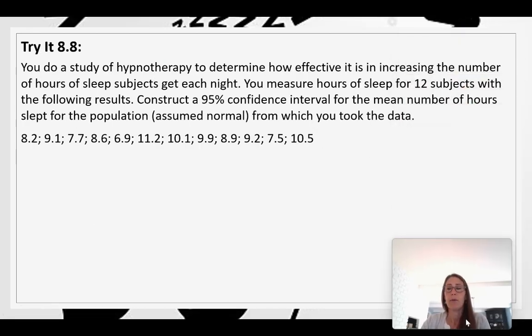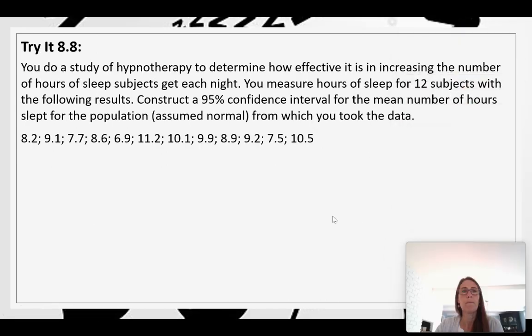So our first example, try it 8.8. We do a study of hypnotherapy to determine how effective it is in increasing the number of hours of sleep subjects get each night. We measure the hours of sleep for 12 subjects with the following results. Down here is our data, all the hours of sleep that our subjects reported. We're going to construct a 95 percent confidence interval for the mean number of hours slept for the population, which we're assuming is normal, from which we took the data.